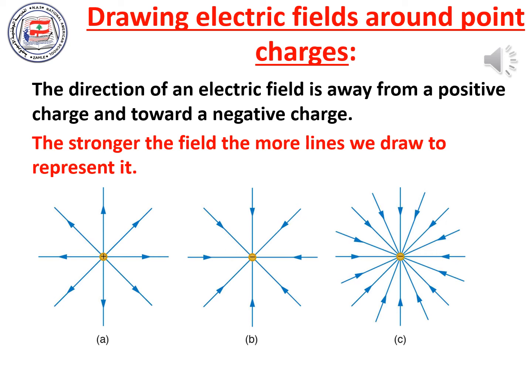Now look at the figure in the middle. Whenever we have a negative point charge, the electric field lines point toward the negative charge. And if this charge is stronger, we will have more lines representing this field. So the stronger the electric field, the larger the number of the lines we use to represent it.